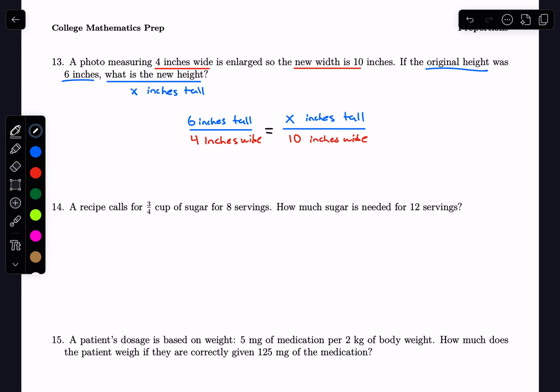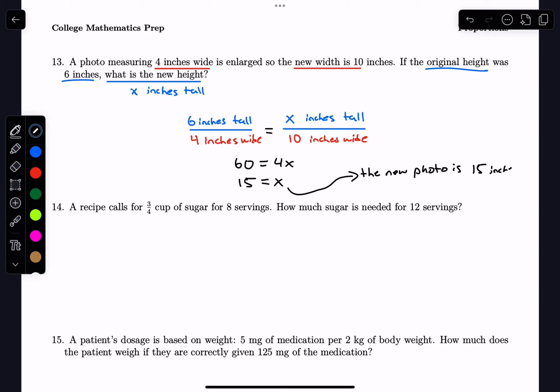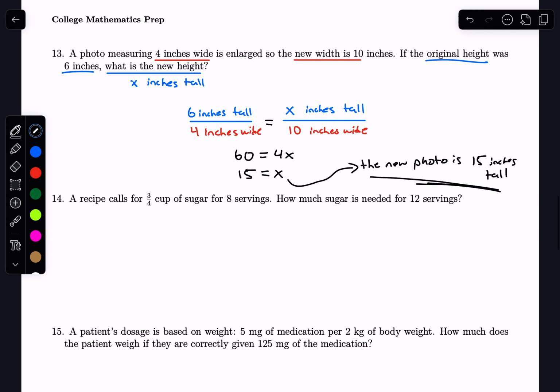When I cross multiply here, 6 times 10 is 60. 4 times x just gives me 4x. If I divide both sides by 4, I get that x is 15. So this tells me that the new photo is 15 inches tall. So that one, a little bit more complicated, right? We had to take into account that it's not just inches. That's not good enough. We need to describe the units better to be able to line up the proportion properly.